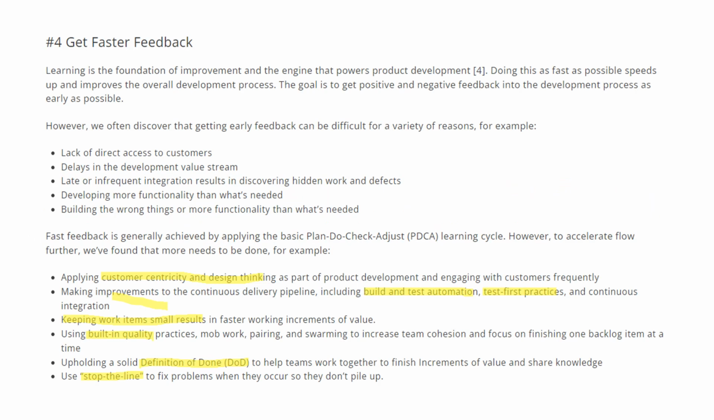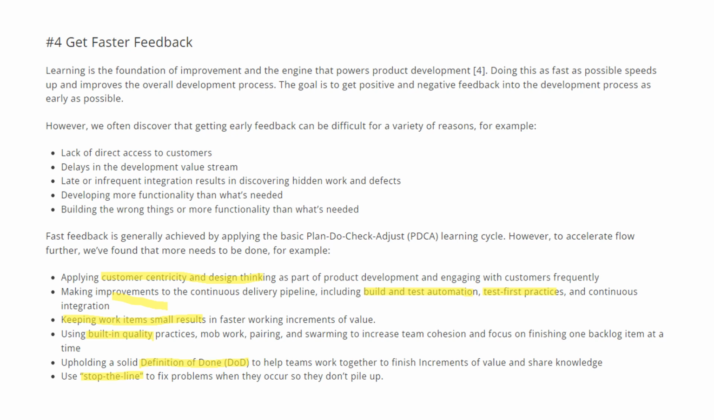The fourth accelerator is getting faster feedback. Learning is the foundation of improvement and the engine that powers product development. Doing this as fast as possible speeds up and improves the overall development process. The goal is to get positive and negative feedback into the development process as early as possible.